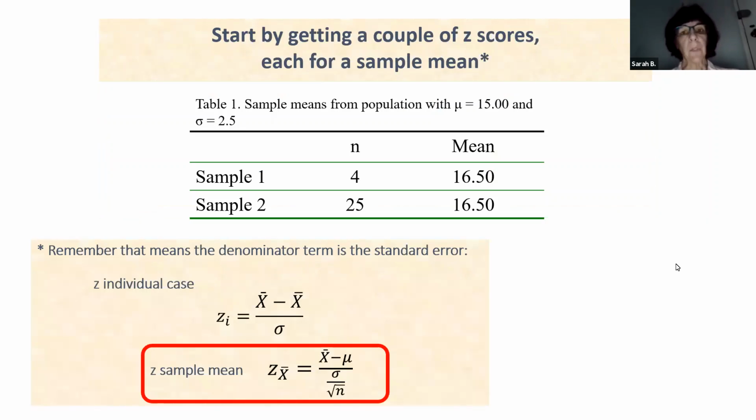So, of course, we had to start by getting a couple of z-scores, and we're going to do these for sample means. So we have to remember that if they're sample means, the denominator term is the standard error. When you have an individual z case, like a z-score for a particular case, z sub i, your denominator is the sample standard deviation. And of course, I have an error there, which I'll fix right now.